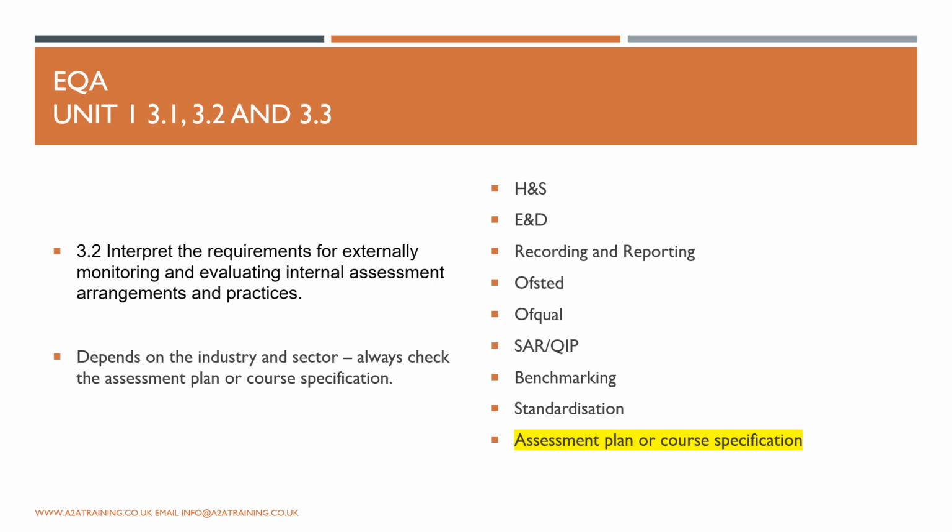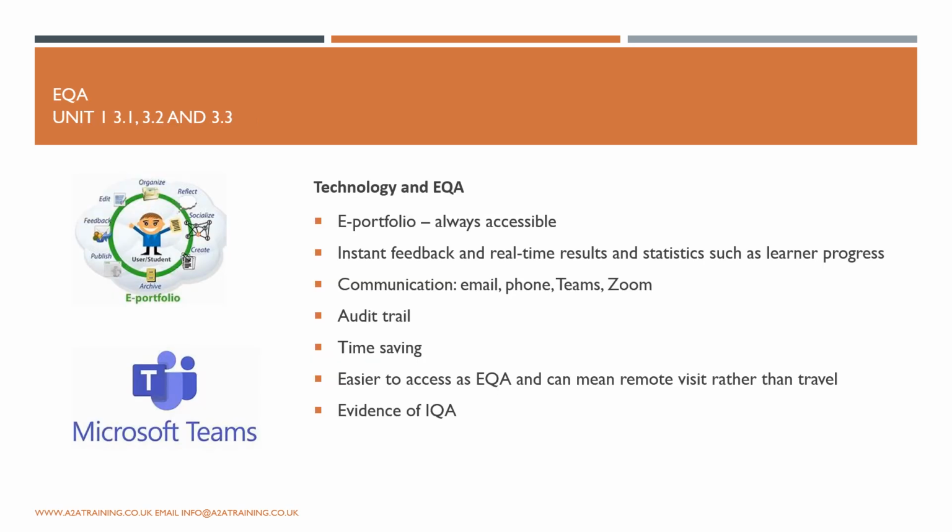One area that you might want to look at, particularly if you're working in apprenticeships, is the SAR and QUIP, which is the Self-Assessment Report and Quality Improvement Plan. All areas will look at benchmarking and standardisation. As a priority, look at the assessment plan or course specification to know what the particular arrangements are for whatever area you're EQAing in. So let's look at technology and EQA.